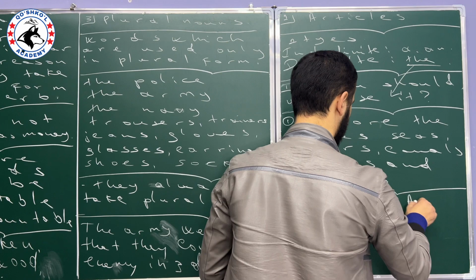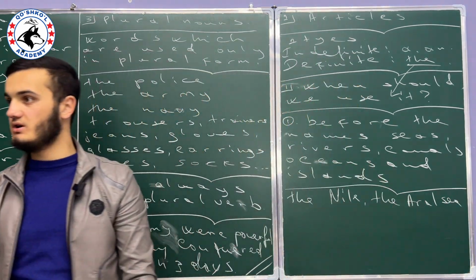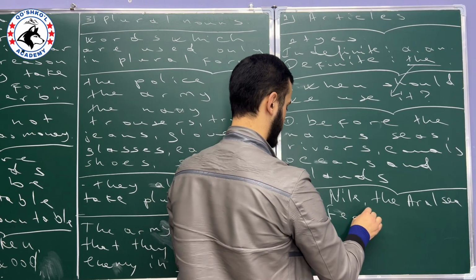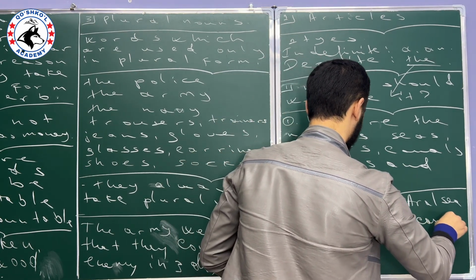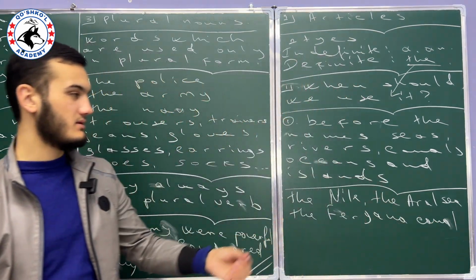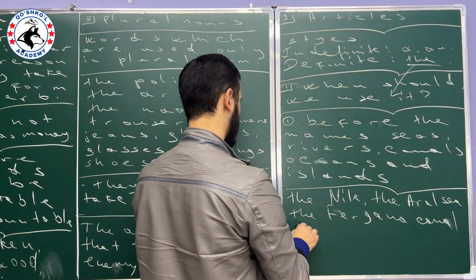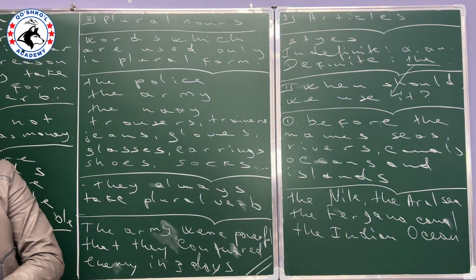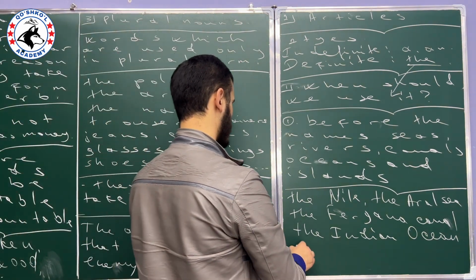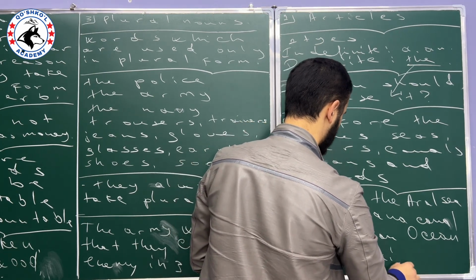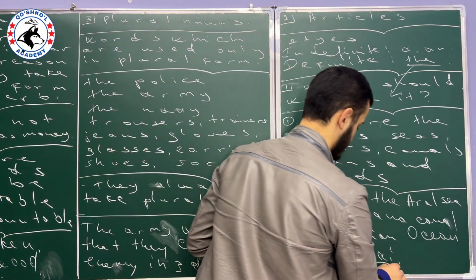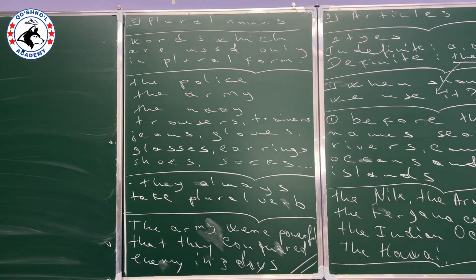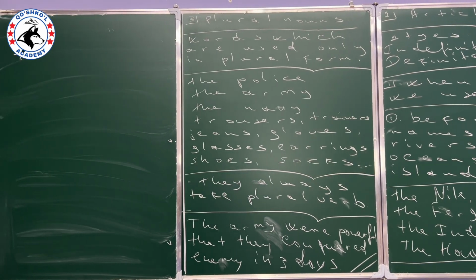The Aral Sea we have, you know? It's becoming the Aral Desert. And the Fergana Canal, which was built last century. And oceans, for instance, the Indian Ocean. For islands, let's say the Hawaii islands. The Syrdarya, the Amudarya, and so on. The river that flows directly to Tashkent, that's the Kashkadarya, you know.